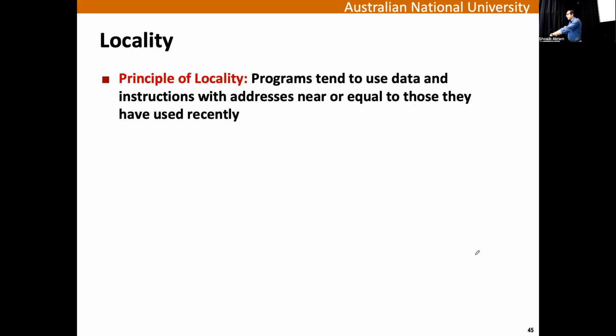Programs tend to use data and instructions with addresses near or equal to those they have recently used. If we observe how programs are written, they tend to use data that is next to each other. Or at least we should write programs, or we can write programs, in such a way that they use data that is next to each other. If you think of how we access arrays in a for loop, we are accessing elements that are next to each other.